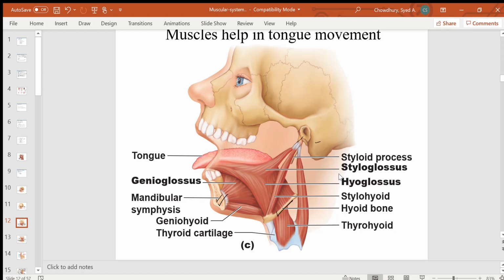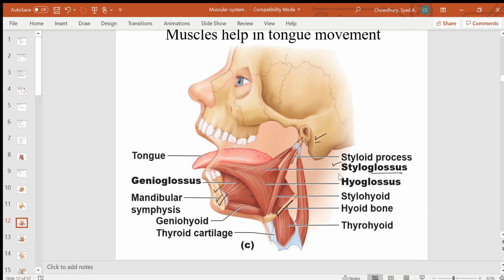You can clearly see those three bones here. This is the temporal bone, so some muscles come from the temporal. This is the mandible. This is the hyoid. Okay. One thing, just remember that most of the tongue muscle names end with glossus. Glossus means tongue.